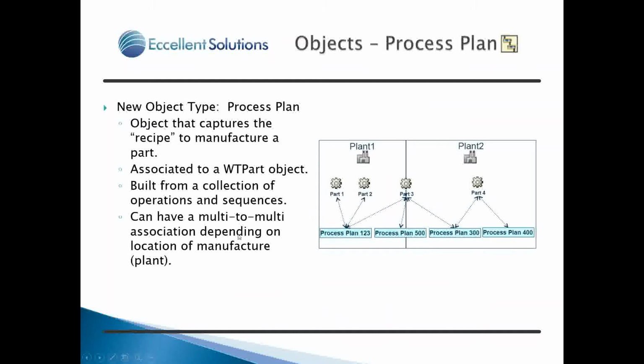As mentioned, the operations and the sequences get used together to build the process plan object. The process plan object is the object that captures the overall recipe to manufacture a part. Process plans, as mentioned earlier, can be associated to a WTPart object and also can be associated to a plant. So you can see from the diagram on the right of the slide, you can actually have a many-to-many association for plants, parts, and process plans to define where and how an object is made, governed by any particular object.